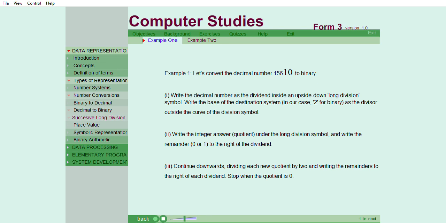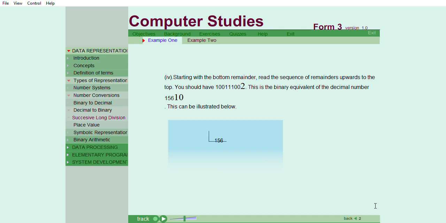Continue downwards, dividing each new quotient by 2 and writing the remainders to the right of each dividend. Stop when the quotient is 0. Starting with the bottom remainder, read the sequence of remainders upwards to the top. You should have 1, 0, 0, 1, 1, 1, 0, 0. This is the binary equivalent of the decimal number 156.